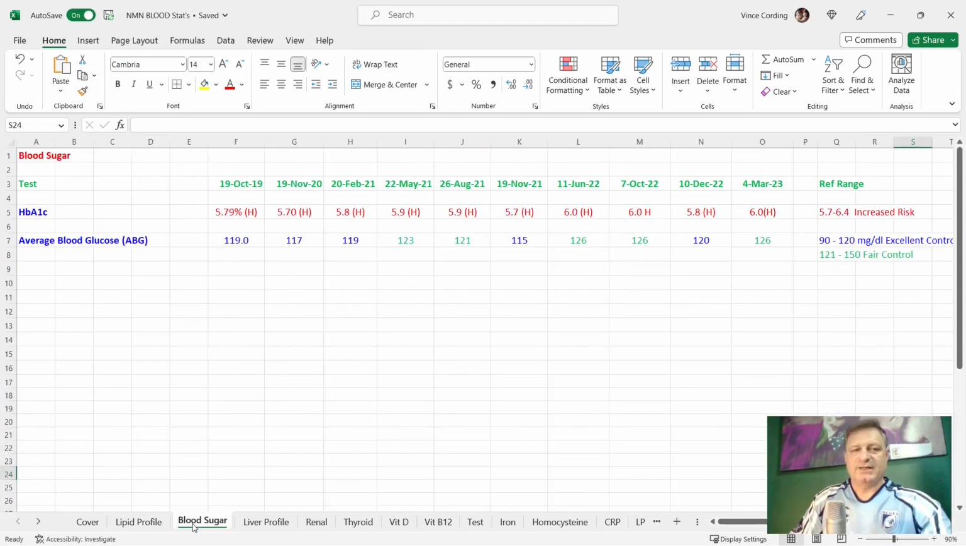So move on to blood sugar. You can see here that it's back up to 6. It was down to 5.8 last time. It's been 6 for the 6 months prior to that. That's still got me classed as increased risk for diabetes. My average blood glucose has also gone from 120 to 126. That's out of excellent control into fair control.